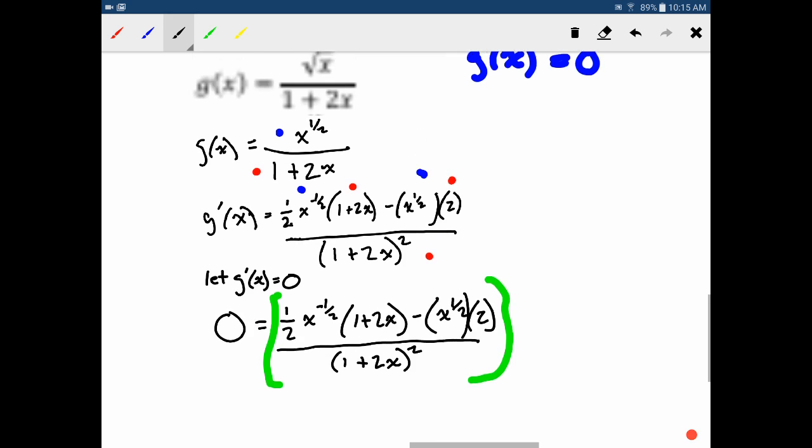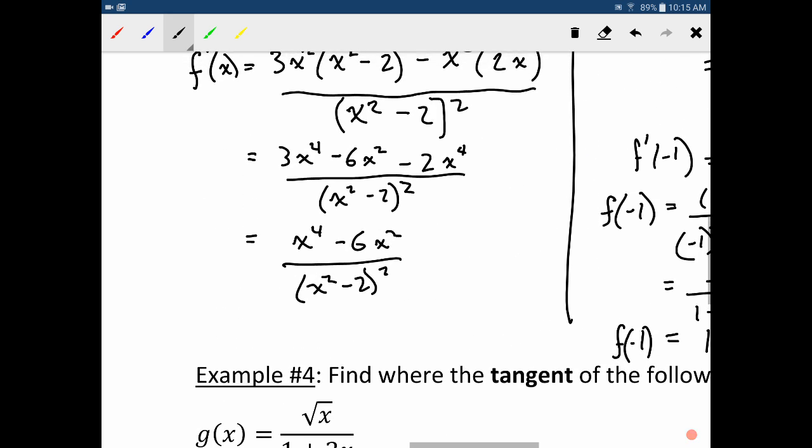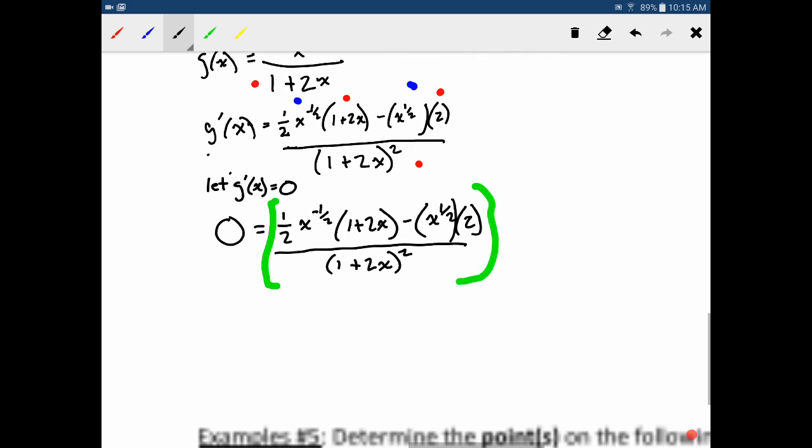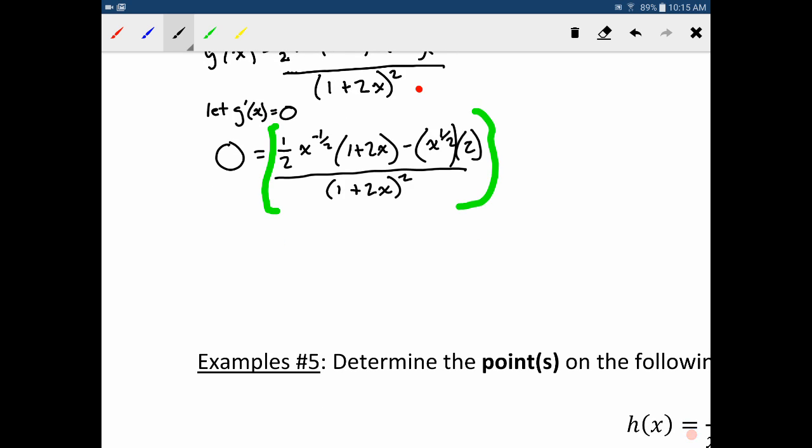Now it is worth mentioning, before we go any further, that I probably should have stated at the top the restriction that x is going to be greater than 0, because of course if you're taking the square root of x, x has to be greater than 0. Now the bottom would have the restriction that x can't equal -1/2, but that doesn't matter because x has to be greater than 0 anyway. So obviously it can't equal that. So if we've got a fraction equal to 0, we know that the top equals 0. So we can actually ignore the bottom.